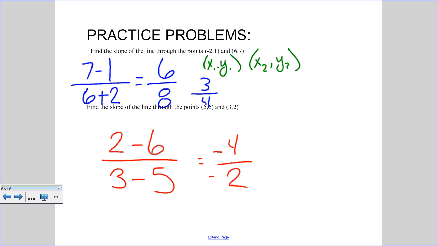Remember, when we have a negative on both sides of the fraction, we can say that it is positive. So 4 divided by 2 equals +2. That would be all for our slope video.